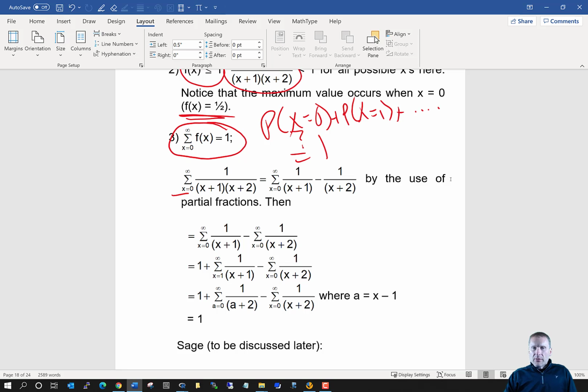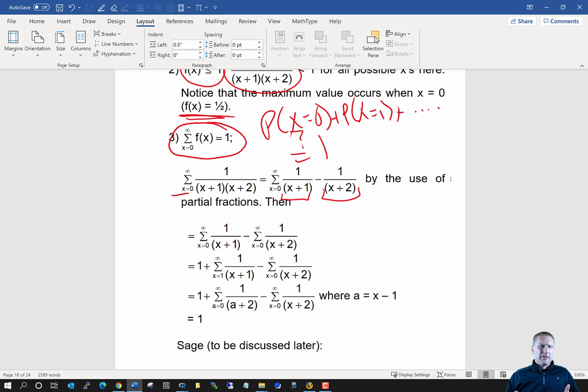Now, to find this probability is actually easier if I break up the stuff that's in the denominator. I can break it up into two terms: 1 over x plus 1, minus 1 over x plus 2. How do I do that? I use what's called partial fractions, which is typically taught in a Calculus 2 course.